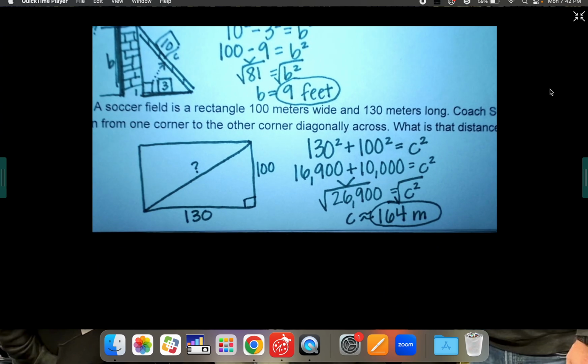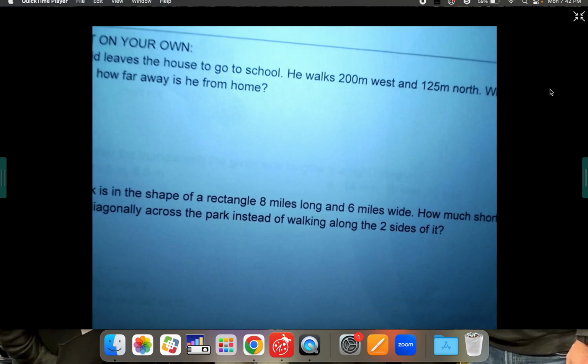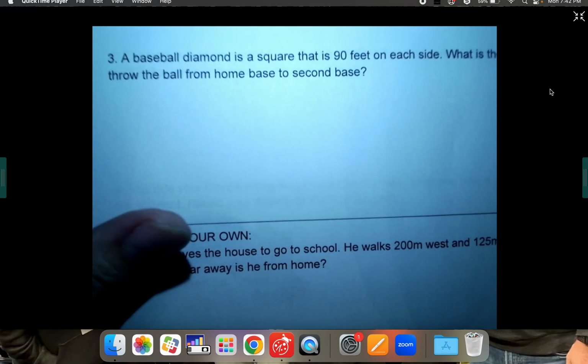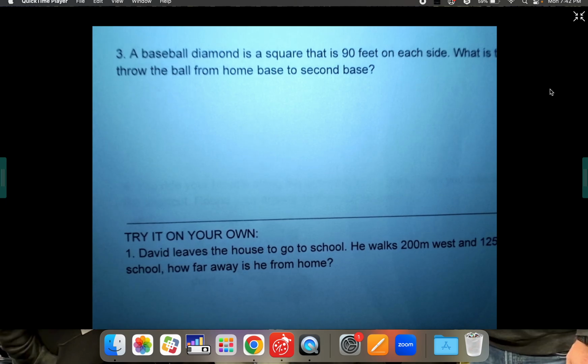All right, let's look at the next page. This is the last one that I'm going to do with you before I want you to try a couple word problems on your own. This one is a baseball question. It says a baseball diamond.